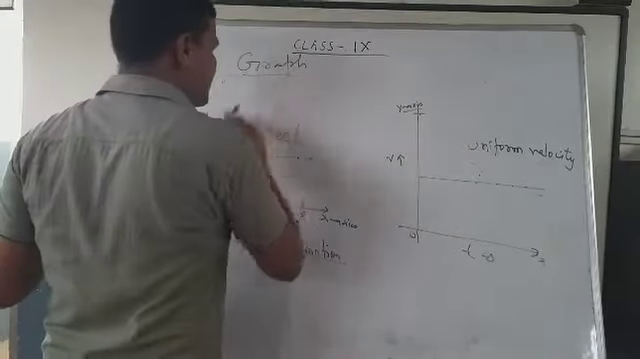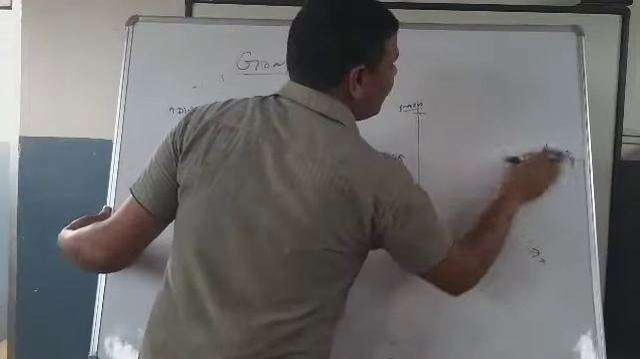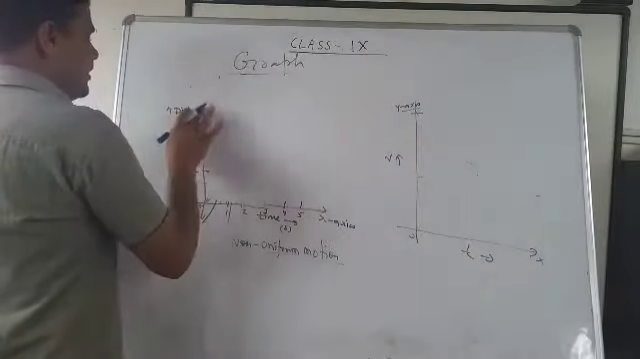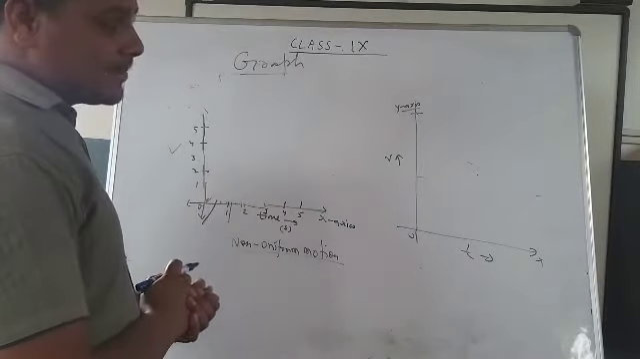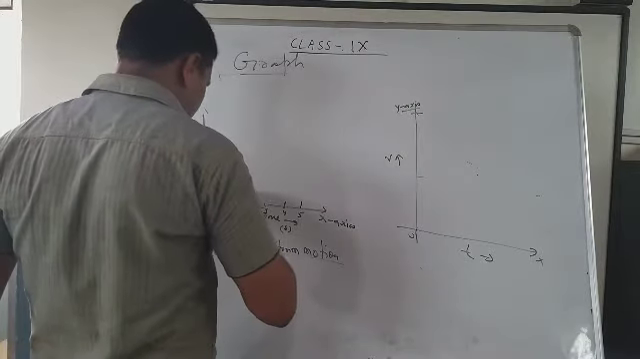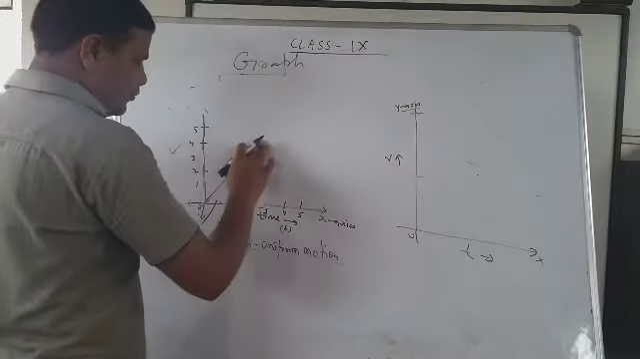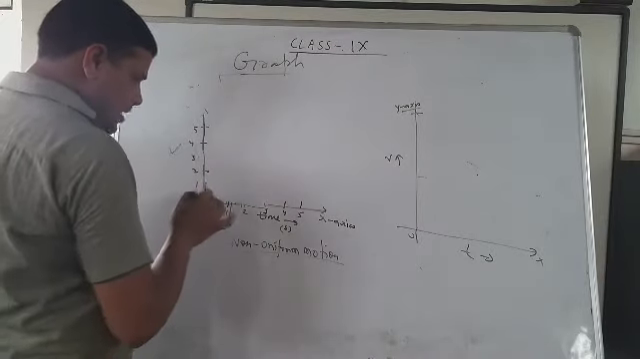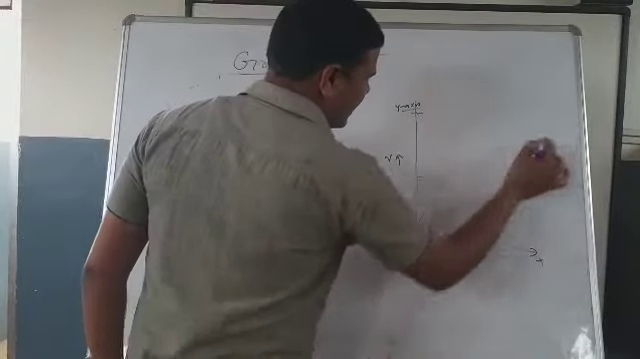Now, after the distance-time graph, we have to learn about the velocity-time graph. In the velocity-time graph, you must be careful. Suppose that I am drawing this slope like this. The first slope is uniform velocity, as you already know. The second slope I am drawing like this, and the third slope I am drawing like this.